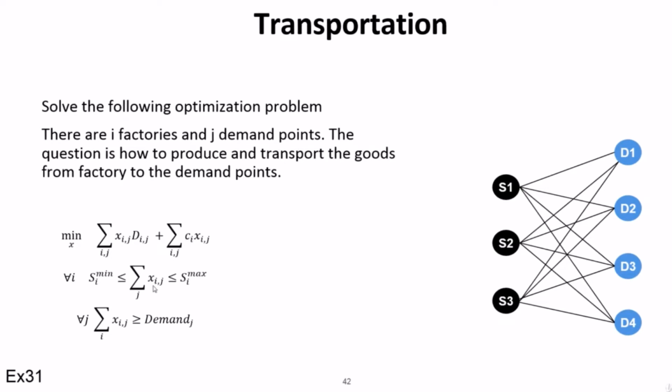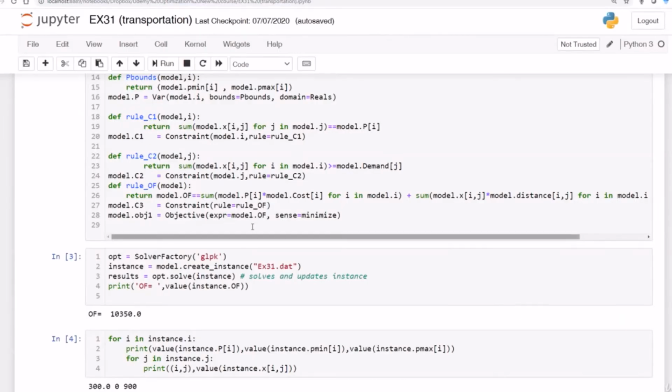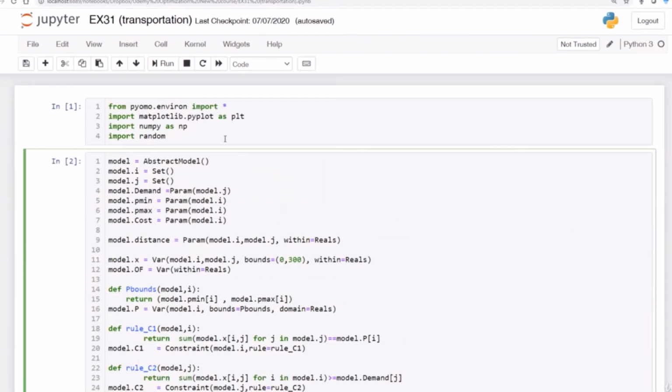And also there is another thing that should be satisfied, that is that the capacity of the factories are limited and they should produce between some specific ranges, and also the demand at each point should be satisfied. Okay, so let me talk about the Pyomo code for solving this problem.